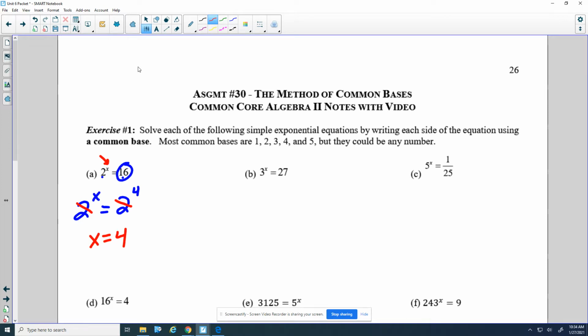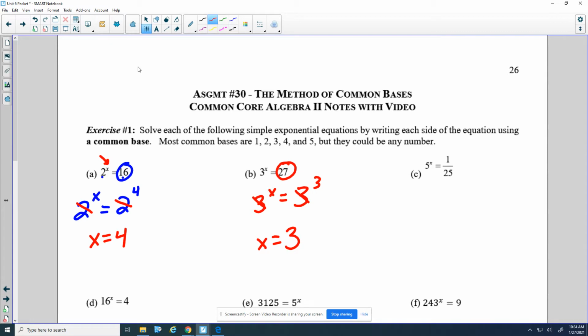The next one, we have 3 to the x equals 27. So now the common base is 3 because I can write 27 as a power of 3. So 27 is equal to 3 to the 3rd. Then I can cross off the 3's, and I just get x equals 3.